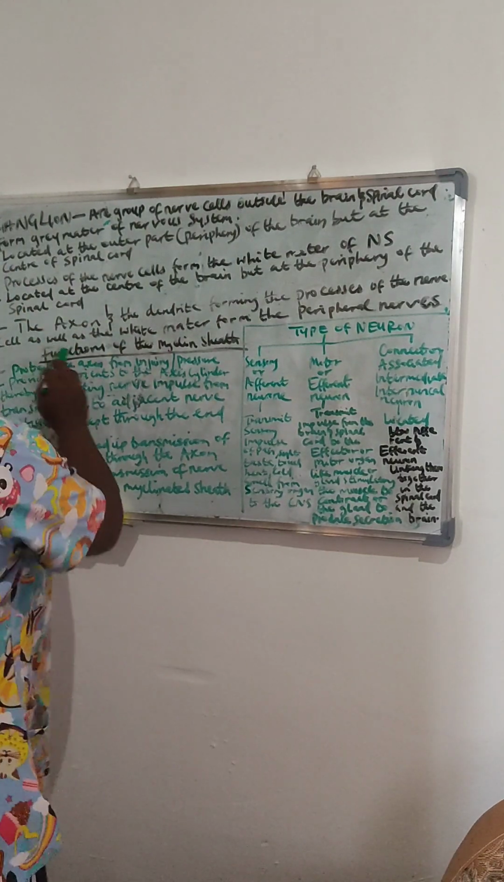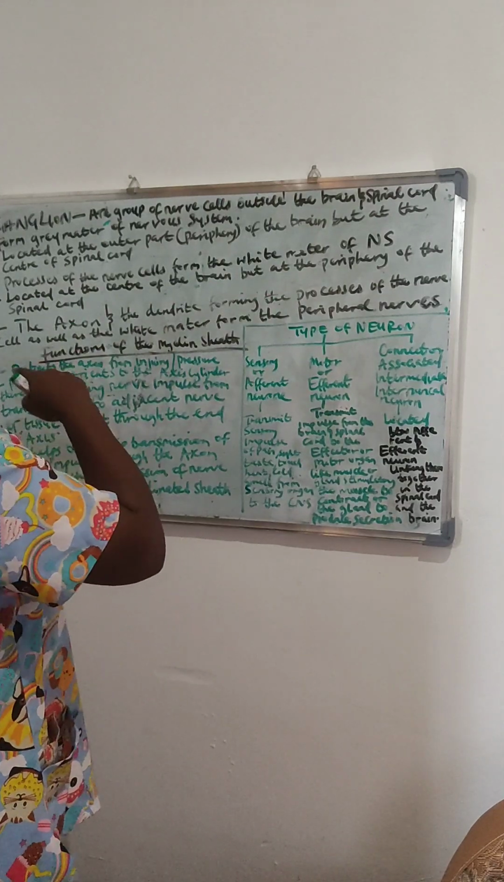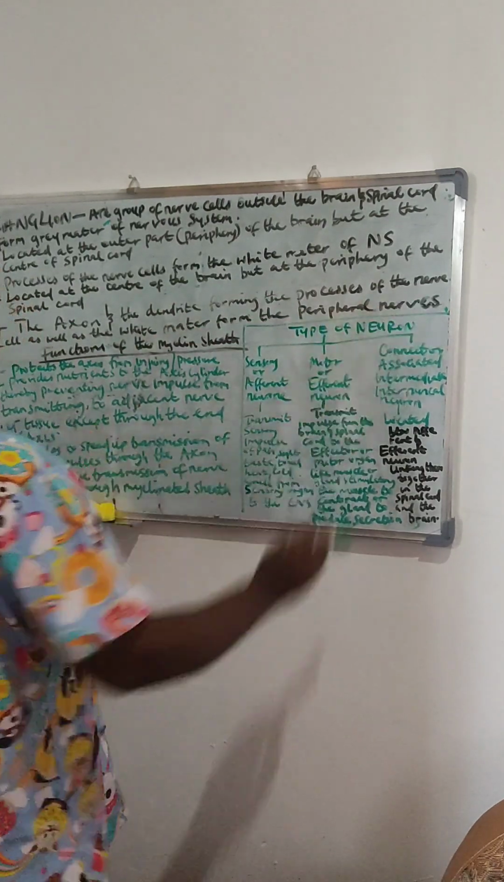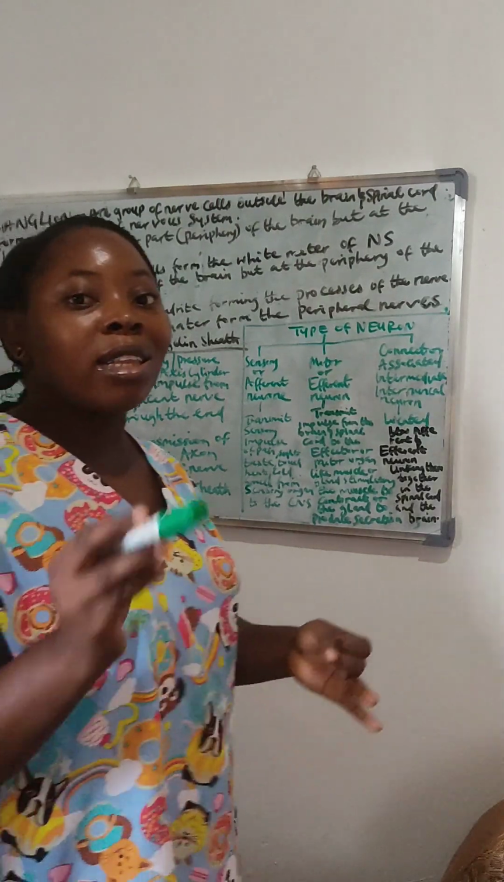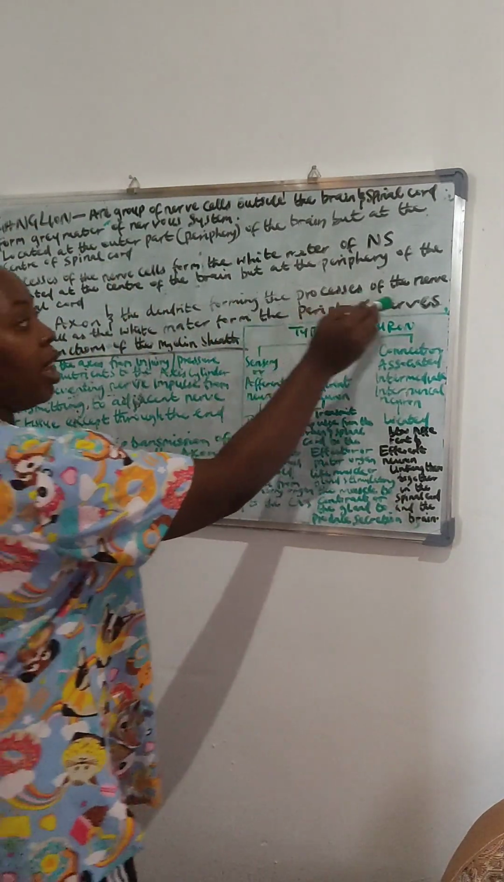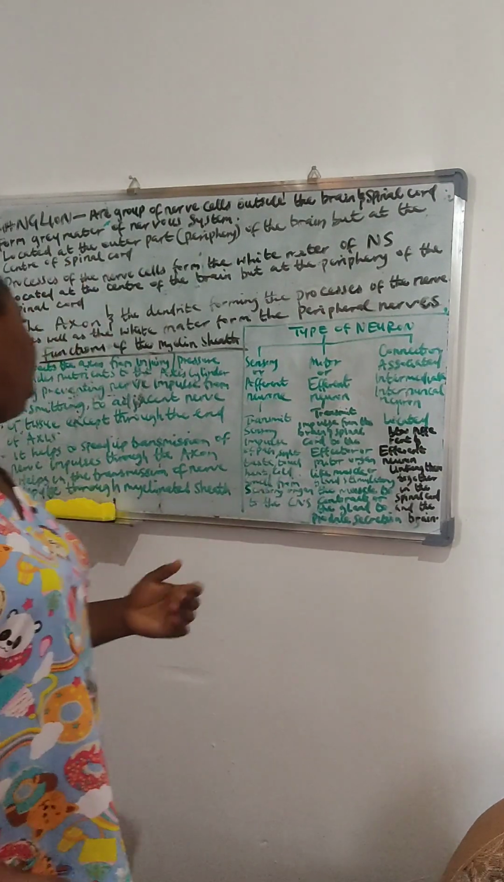The axon and the dendrites, forming the processes of the nerve cell, as well as the white matter, form the peripheral nerve. So the grey matter and the white matter form the peripheral nerve. You get? So let's go to the functions of the myelin sheath.